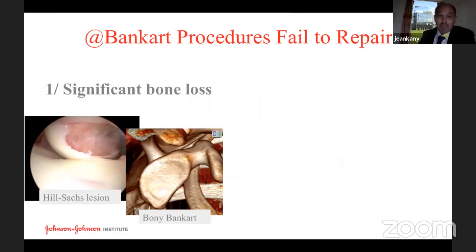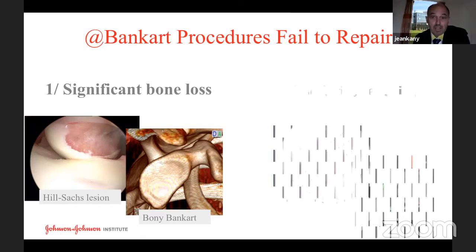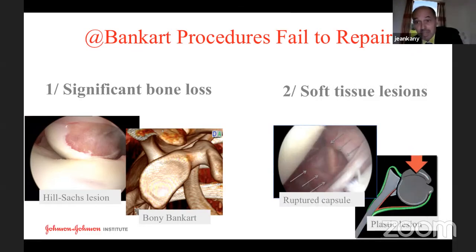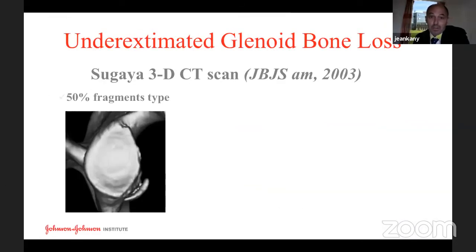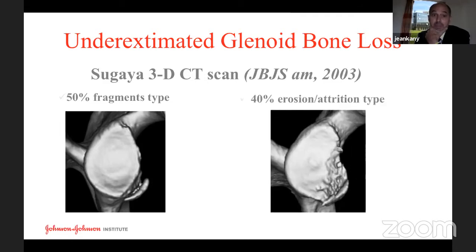So why can the arthroscopic Bankart procedure or soft tissue procedure fail? I think probably we have underestimated the significant bone loss, and probably we can underestimate the soft tissue lesion, and we are going to try to understand. It's very difficult. First of all, a paper from Sugaya: you know that Sugaya described in 2003 50% of frog type glenoid and 40% of erosion or attrition type. That means for Sugaya, you have 90% of glenoid defect. 90%, it's a lot.